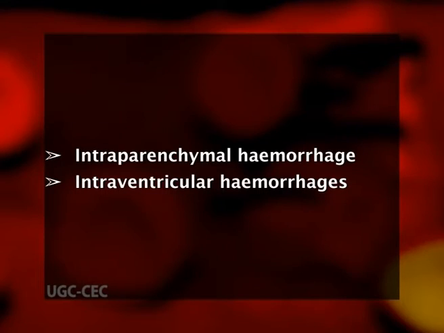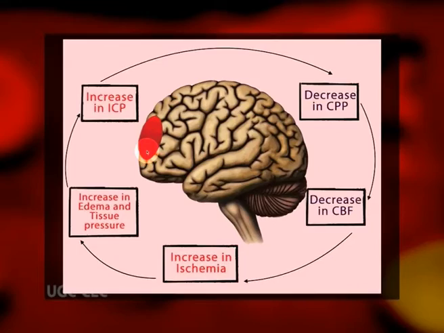There are two main kinds of intraaxial hemorrhages, that is intraparenchymal hemorrhage and intraventricular hemorrhages. As with other types of hemorrhages within the skull, intraparenchymal bleeds are a serious medical emergency because they can increase intracranial pressure, which if left untreated can lead to coma and death.